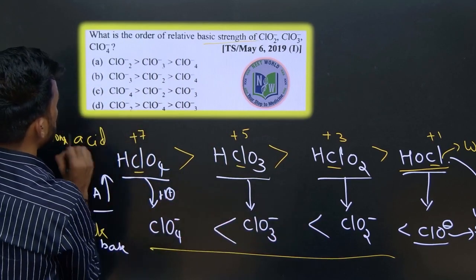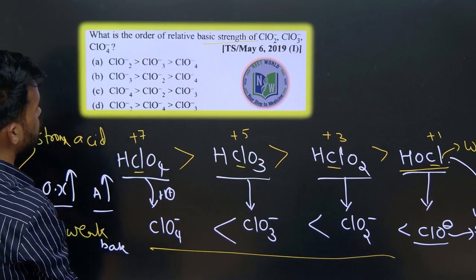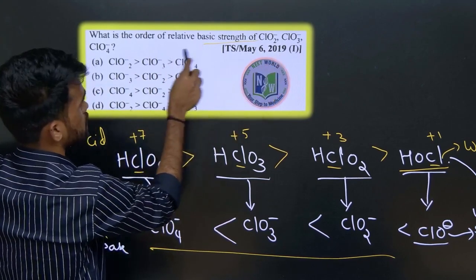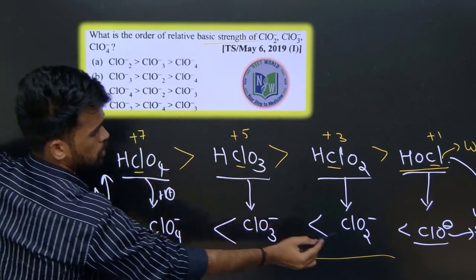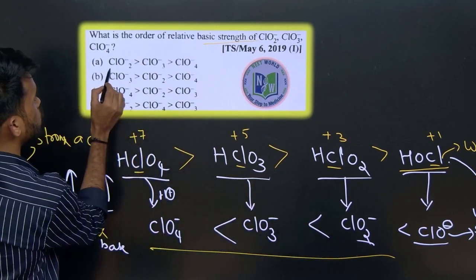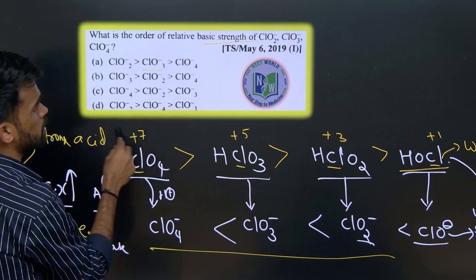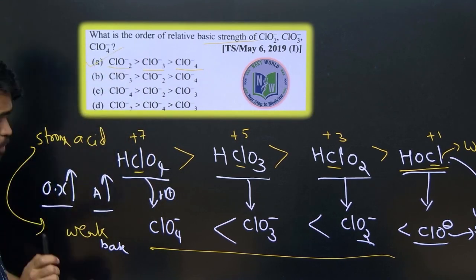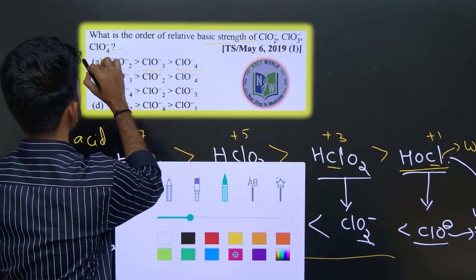ClO minus. Where is the option here? ClO minus is not there; ClO3 and ClO2 are given. So ClO2 up to here they mentioned, it means ClO2 is the strong base, the next is ClO3, then the least is ClO4. So the first option is the most suitable answer for this particular question. I hope it is clear, there is no confusion in this, right?